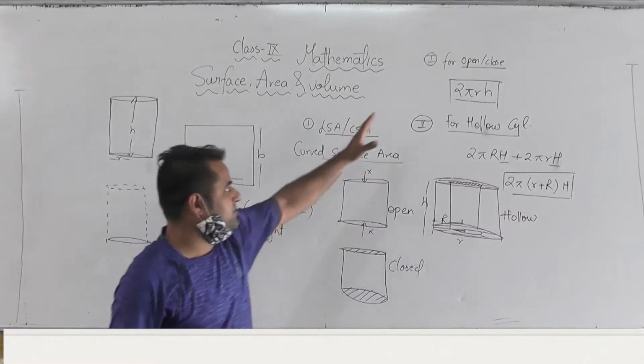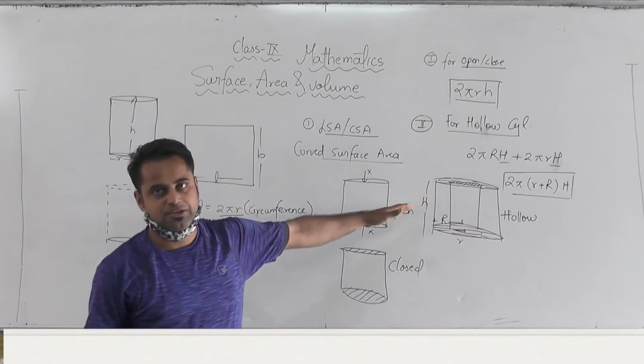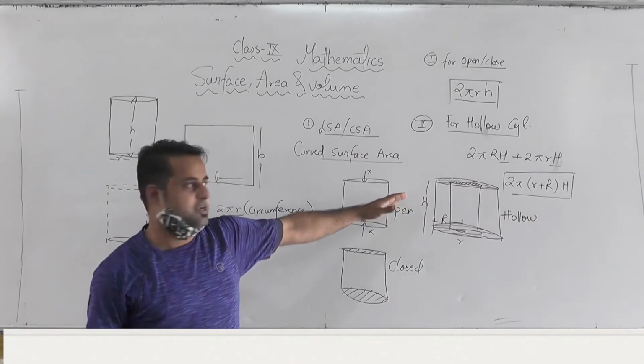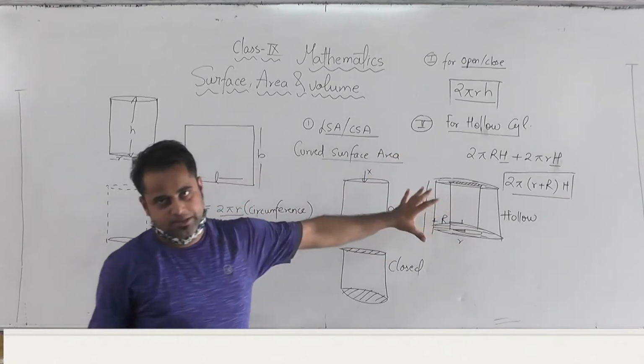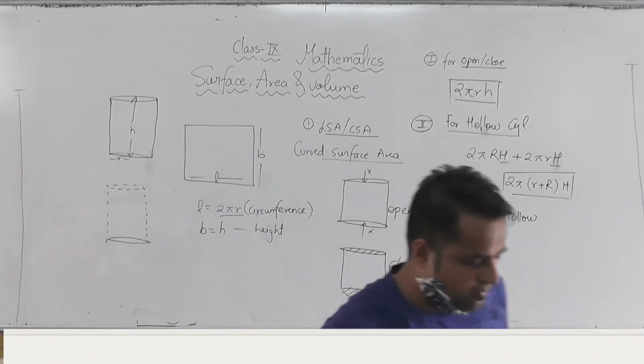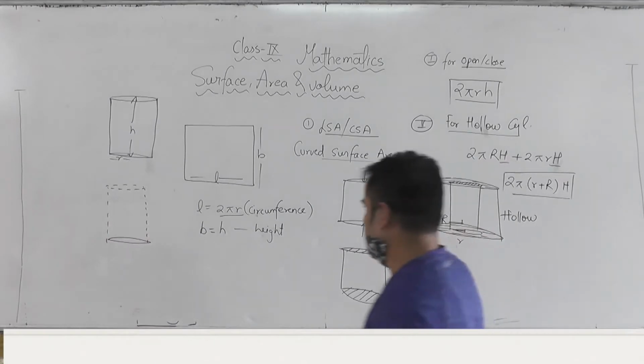So there are two aspects. 2 pi RH is the CSA for the open and closed cylinder, and 2 pi (R plus R)H is for the hollow cylinder. This is the formula. Now let's see a few examples based on these formulas.